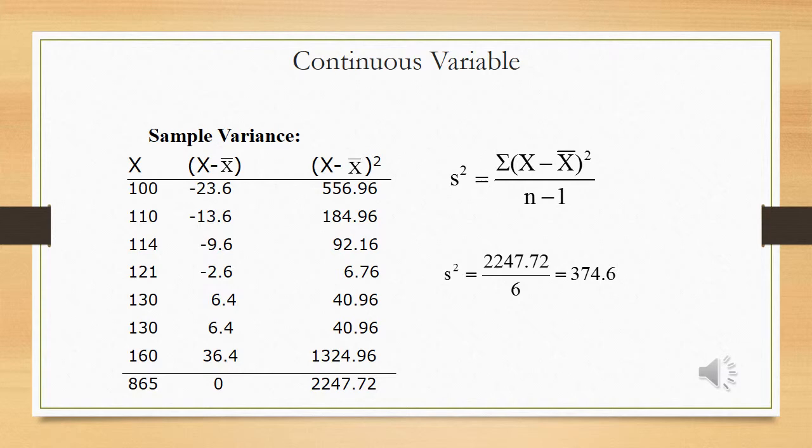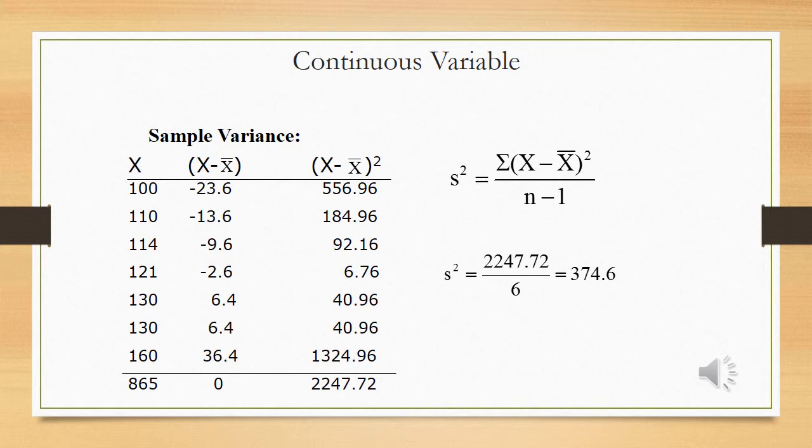The next thing we do is a subtraction. We subtract the sample mean, which we calculated in the previous slides, from each value. So 100 minus 123.6 gives negative 23.6. 110 minus 123.6 gives us negative 13.6, and so forth. On the next slide, we will use the square, so we'll square what we found.